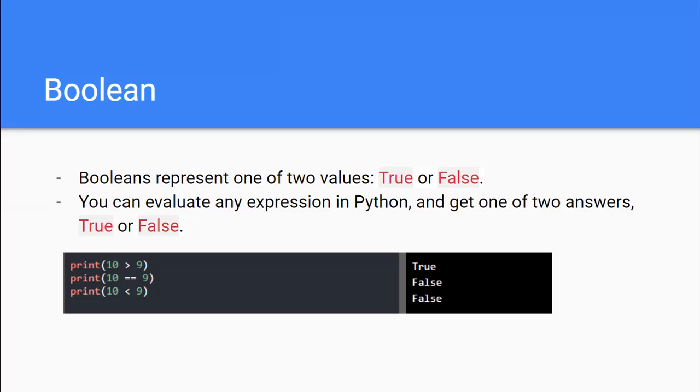And the same for the last one. 10 is less than 9 is also false. So Python will also return false. So a lot of the time, whenever you have something like this, Python will return true or false. And in these cases, they'll either return true if the statement is true or false if the statement is false. We'll go deeper into Booleans in the future, but here's a brief overview. Booleans can either be true or false.